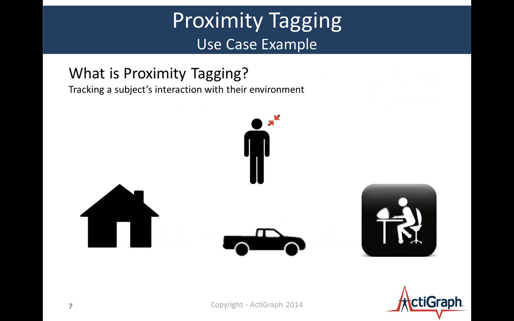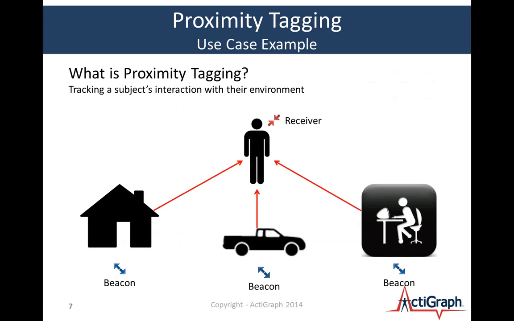This new system actually uses our WGT3X devices configured as either receivers, which are typically worn on the subject, or beacons, which are typically placed on these stationary objects or stationary locations. And these beacons transmit their location, or rather their serial number and their presence, back to the receiver, which then logs that data internally and stores it so it can be consumed later.